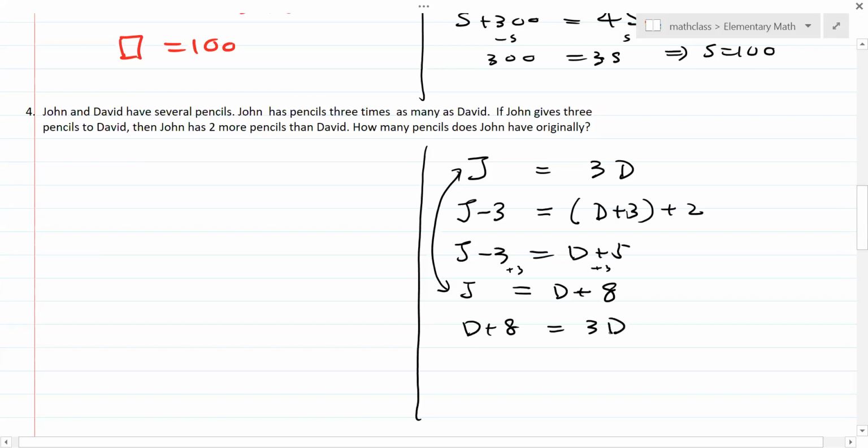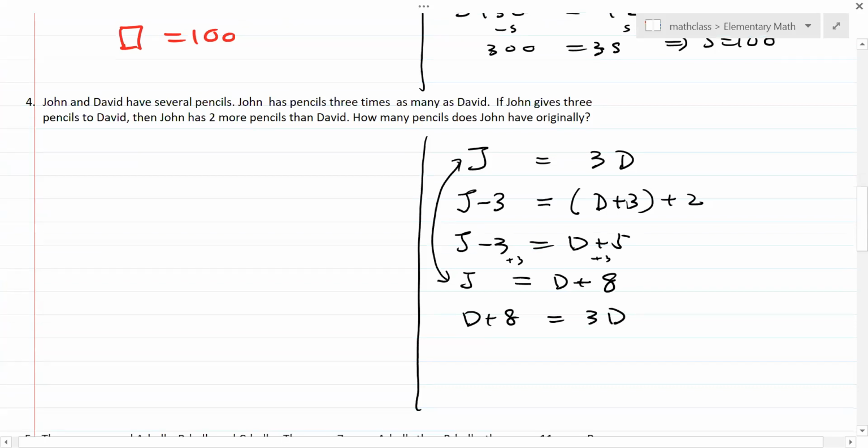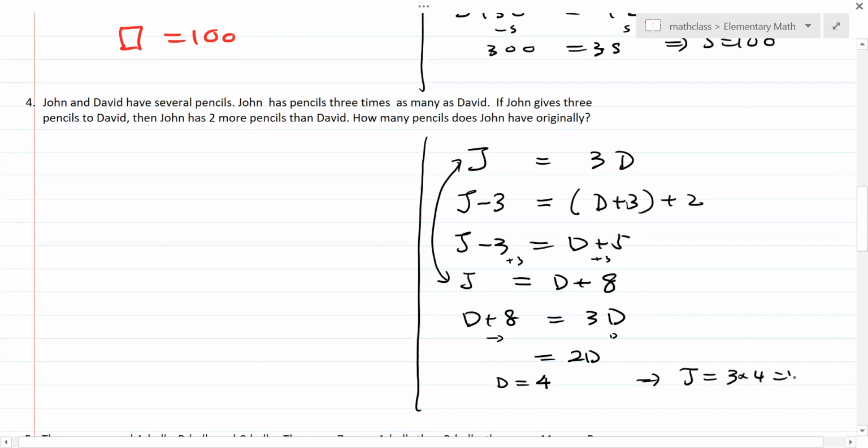And then you can see what you get. I think you can get D equals 4, because when you subtract D on both sides, you get 8 equals 2D. So D should be equal to 4. Once you get 4, then you can get J. J is 3 times 4. It's 12. So you see, using equations would be much easier to solve.